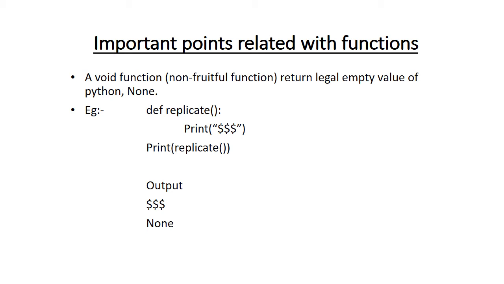The compiler will execute that main program first. That means print replicate, and first it will execute replicate, since that is within the brackets. So what's the answer for replicate? Replicate is a function call, so suddenly that function definition will get activated. And what is defined in replicate? To print $3. So it will output, as you can see, $3.